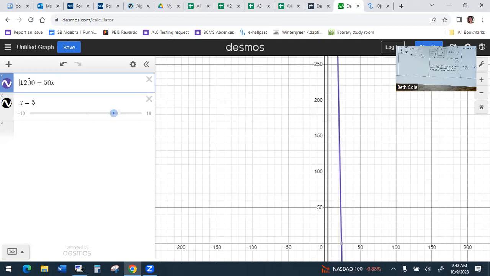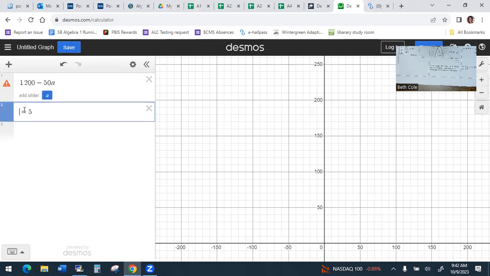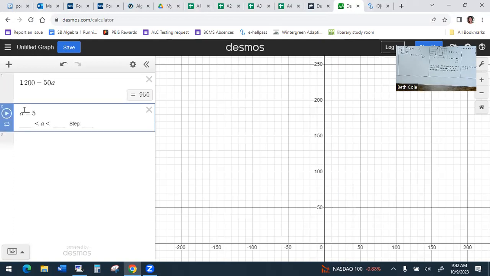A. So let me go over here and change it to A, because that's just going to be too hard to find on the graph. Do you guys see how I tried something and it didn't work? So I tried something else. When you try something and it doesn't work, you have to try something else.